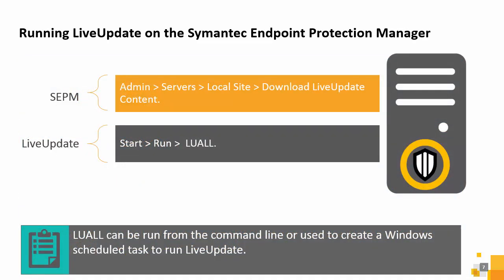There are two different options available for running Live Update on the Symantec Endpoint Protection Manager. In the SEPM, select Admin and then Servers. Below Local Site, select Download Live Update Content. LUAll can also be run from the command line or used to create a Windows scheduled task to run Live Update.